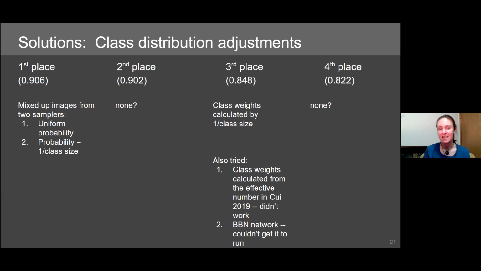And the organizers at the end noted that it didn't seem to matter whether or how people adjusted for class distribution. There was this one paper which some people tried. It's a different method to calculate the class weights, but it didn't really seem to make a big difference. So you could just use it the way it was, I guess.